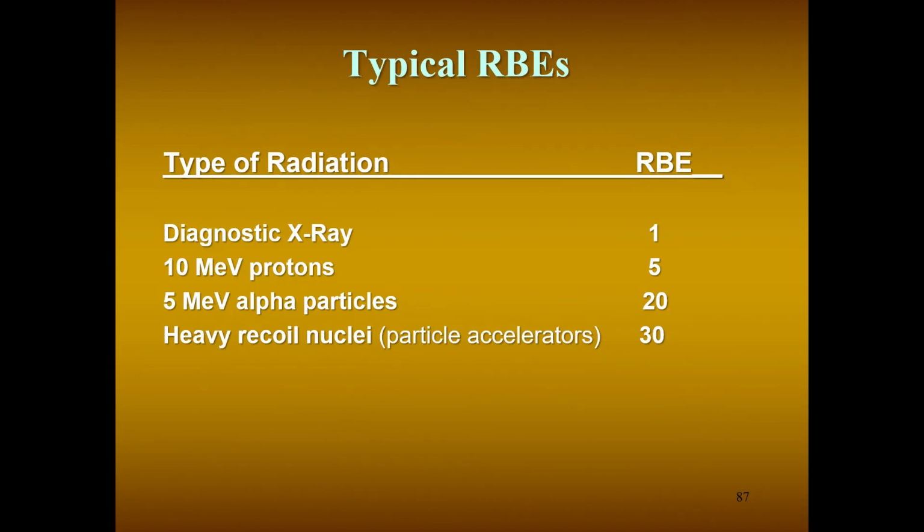Typical RBEs for radiations that we can compare to: diagnostic X-rays have a value of 1. That's comparing X-rays to X-rays, so that's a 1-to-1 relationship. 10 MeV protons, a value of 5. 5 MeV alpha particles, a value of 20. And heavy recoil nuclei, a value of 30. So using the RBE, the 5 MeV alpha particles are 20 times more harmful than X-rays at causing any one specific type of harm.